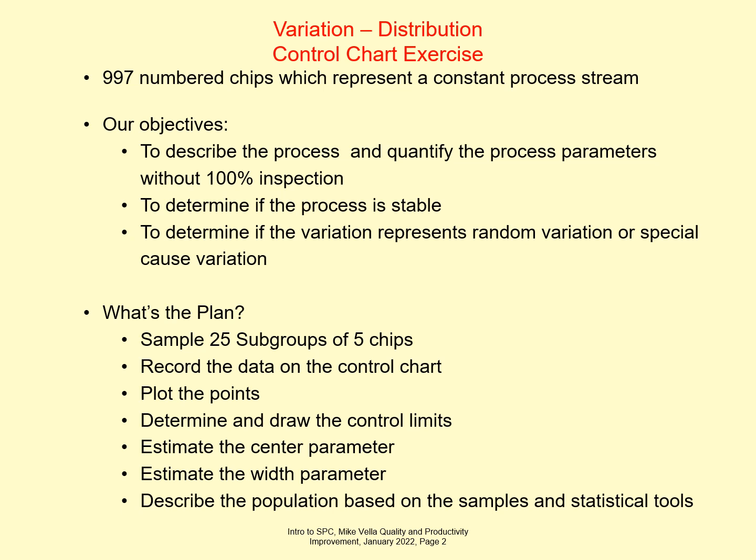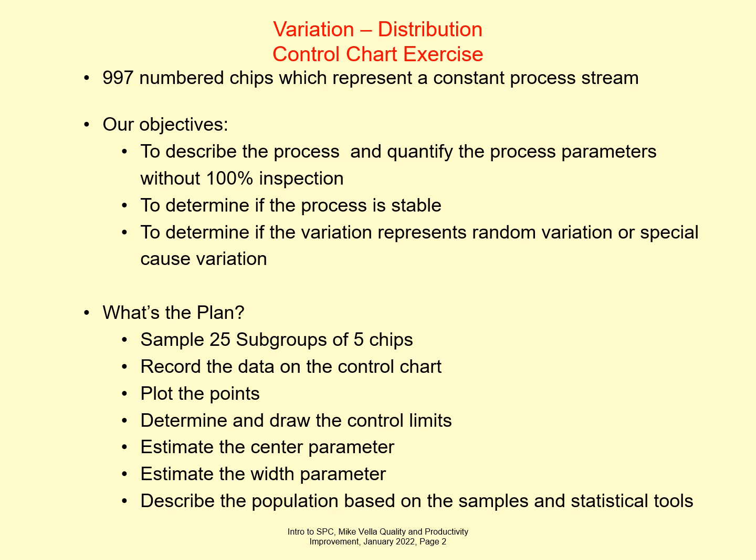Well, we'll go ahead and start with an exercise, and this exercise is not original. I took it from Grant and Leavenworth's description of Shewhart's chip bowl experiments, in which Walter Shewhart developed this whole process and these tools called Statistical Process Control. And it starts where he started with 997 numbered chips, which represent, think of them as a constant process stream. And our objective in this exercise is to describe and quantify the two process parameters without 100% inspection.